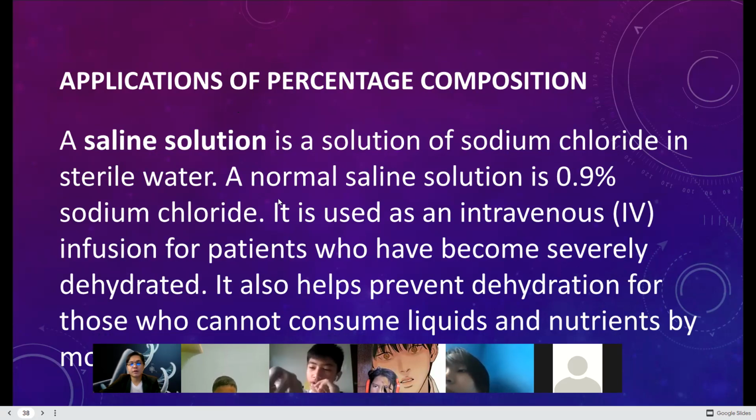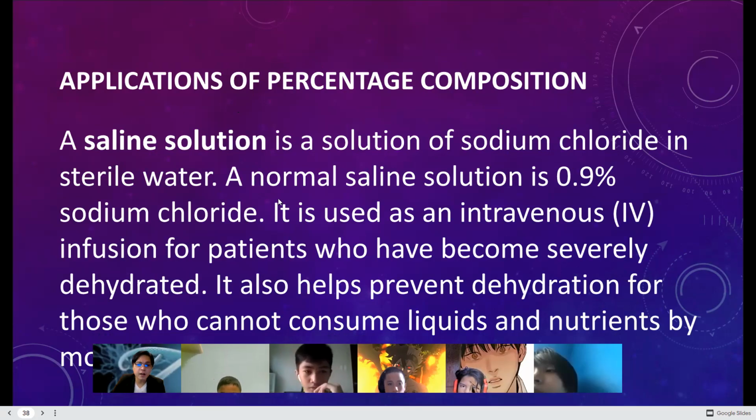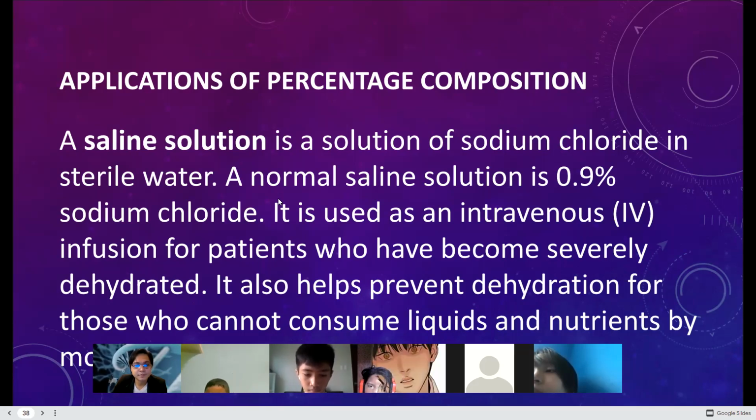Isn't that the injection thing when you are hospitalized, and the doctor and the nurse put a dextrose on you? That is called the NSS or the normal saline solution. It is actually a saline solution inserted in your veins. Okay? But teacher, is it really necessary to put it over here?